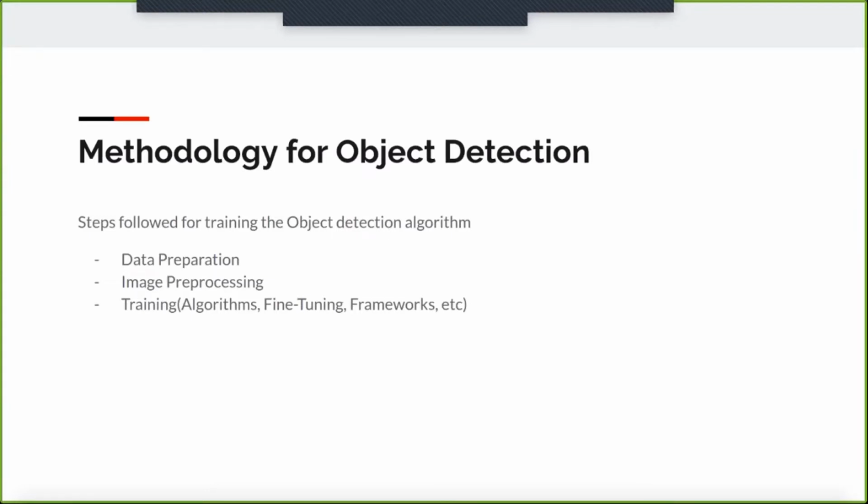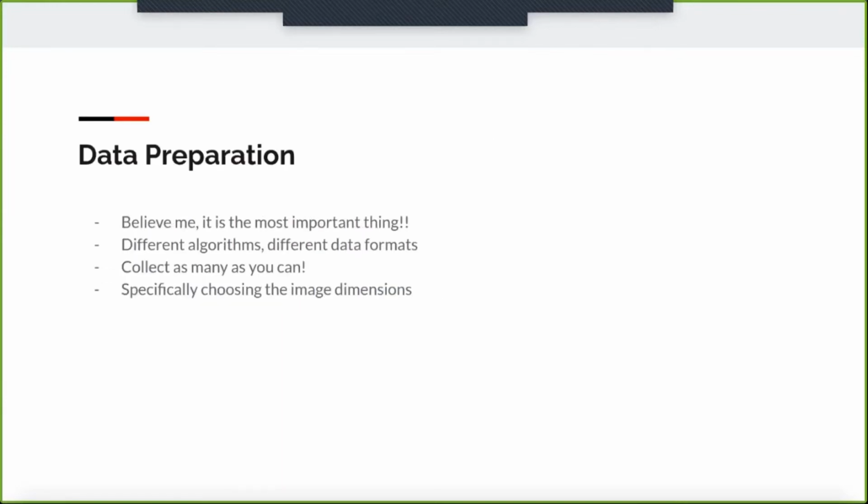So this is just a very broad overview of the steps which you have to follow. First is data preparation, then image pre-processing, and then training. So, data preparation. And believe me, it is the most important step. Let me say it this way: it is your data that will decide how well your trained algorithm is.